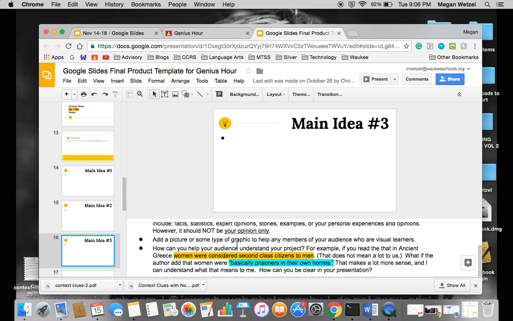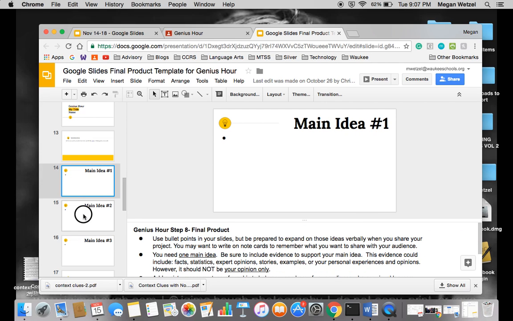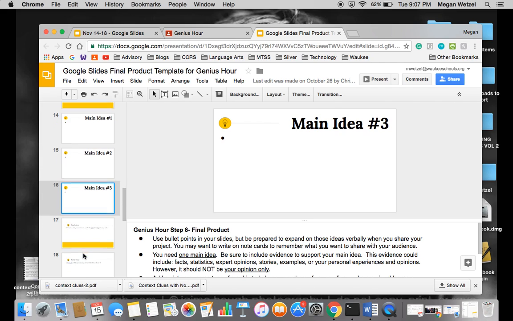For example, if you read that in ancient Greece, women were considered second class to men, that doesn't really mean a lot to us. But what if the author said that women were basically prisoners in their own homes? Well, that makes a lot more sense, and I can understand what that means to me. How can you be clear in your presentation? Okay, so you got your 1, 2, and 3 main ideas.